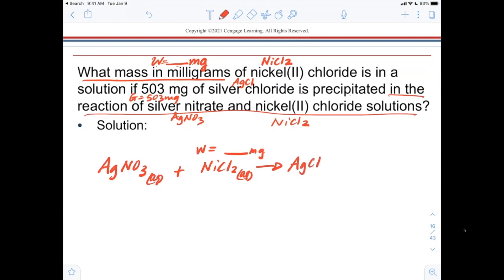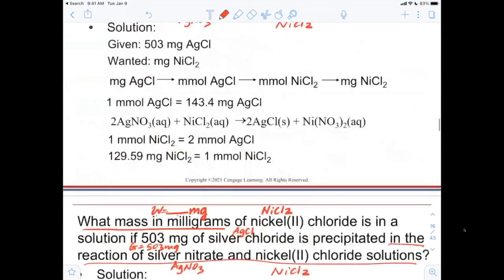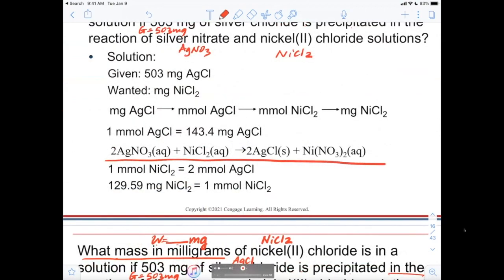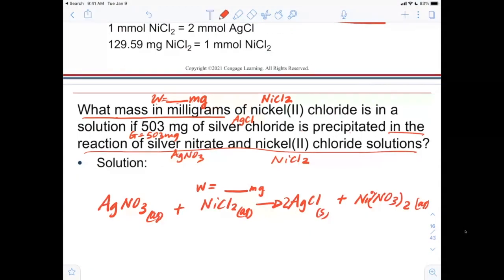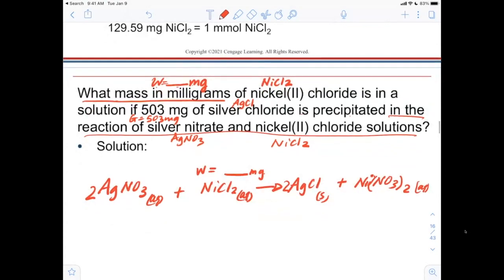And just in case you're wondering, how am I supposed to know that? They did give you a balanced equation. I saw it somewhere. Here it is. It's just kind of in all of this stuff. Here's your balanced equation. You already have it right here. And then you have nickel nitrate. Oh no, the I disappeared. Okay, there. Nickel nitrate. This is aqueous. This is solid. So to balance this, you put 2 here and then 2 here. So I know that we want the mass of nickel 2 chloride. I got that. And then what was given was the mass of silver chloride. Oh, given is right here.